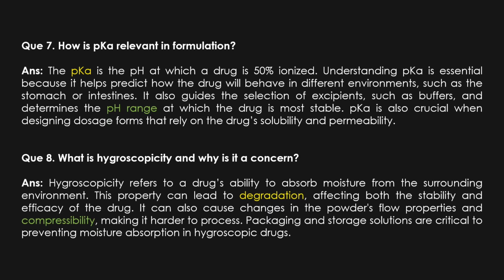Question 8. What is hygroscopicity and why is it a concern? Hygroscopicity refers to a drug's ability to absorb moisture from the surrounding environment. This property can lead to degradation, affecting both the stability and the efficacy of the drug. It can also cause changes in the powder's flow properties and compressibility, making it harder to process. Packaging and storage conditions are the critical parameters for preventing moisture absorption in hygroscopic drugs.